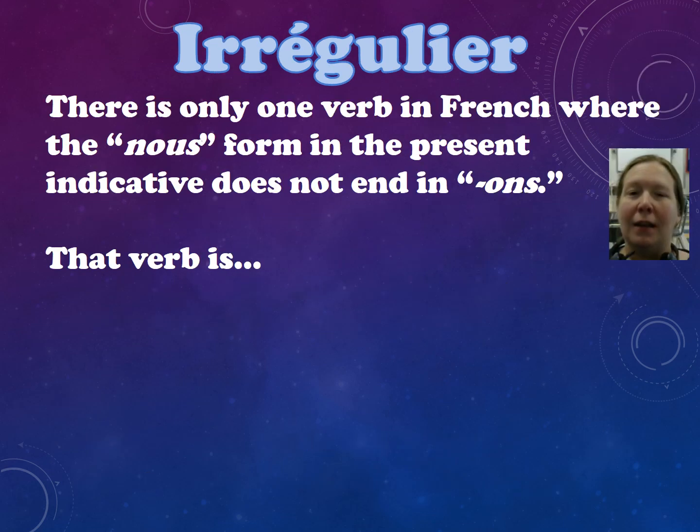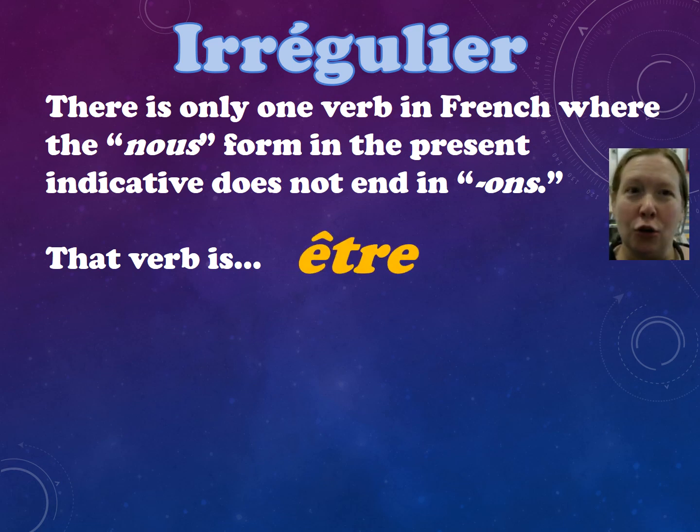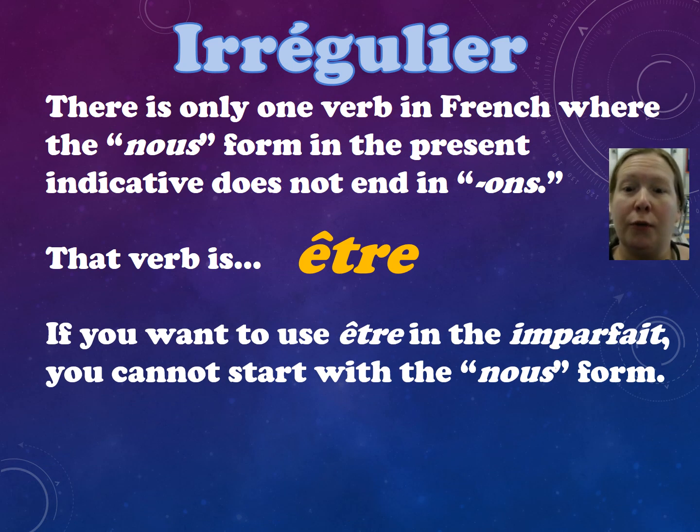F-A-I-S. There's only one verb in French where the nous form in the present indicative does not end in ONS. And what does that mean? That means that there is only one verb in French where what we talked about on the previous slide doesn't work. So that verb is être. Remember that the nous form for être is nous sommes. So if you try to follow the formula like you were just talking about, you say nous sommes and you try to take off the ONS, and there's not an ONS to take off. So if you want to use être in the imparfait, you can't start with the nous form. There's no ONS to take off of that.